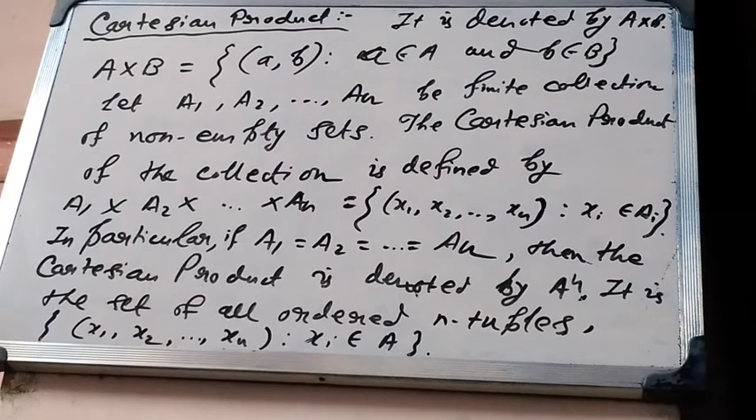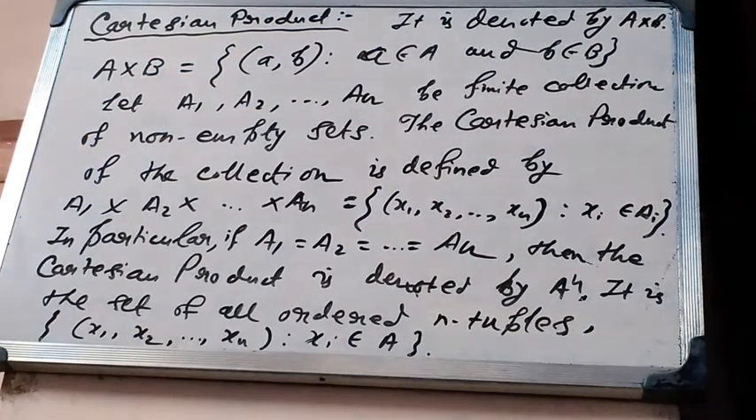Now our target is to build a concept on the Cartesian product of sets. Let A and B be two non-empty sets, then the Cartesian product of A and B is denoted by A cross B and is defined by A cross B equal to the ordered pairs (a, b) such that a belongs to the set A and b belongs to the set B.